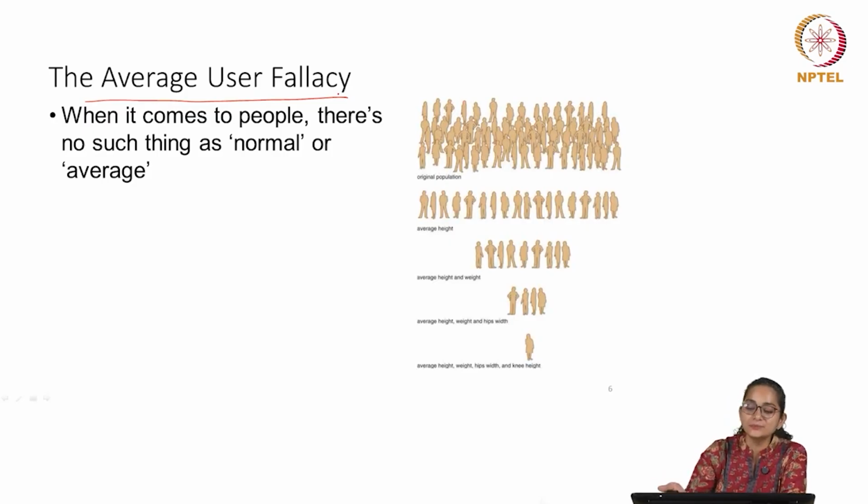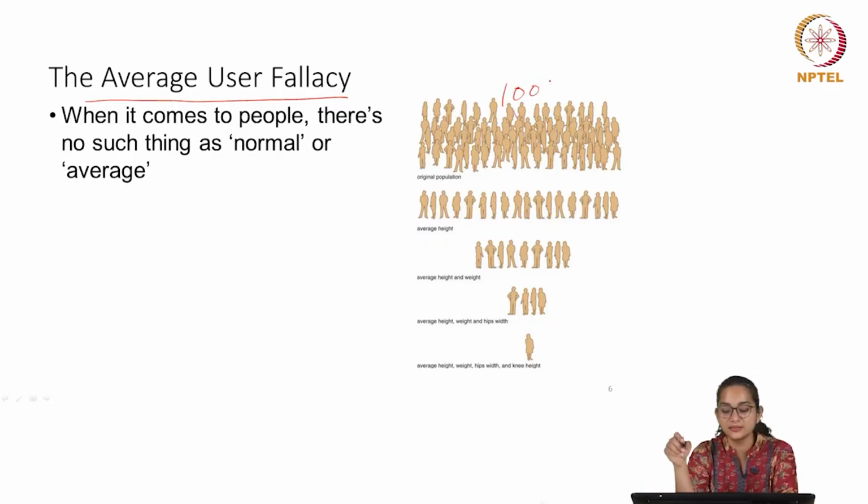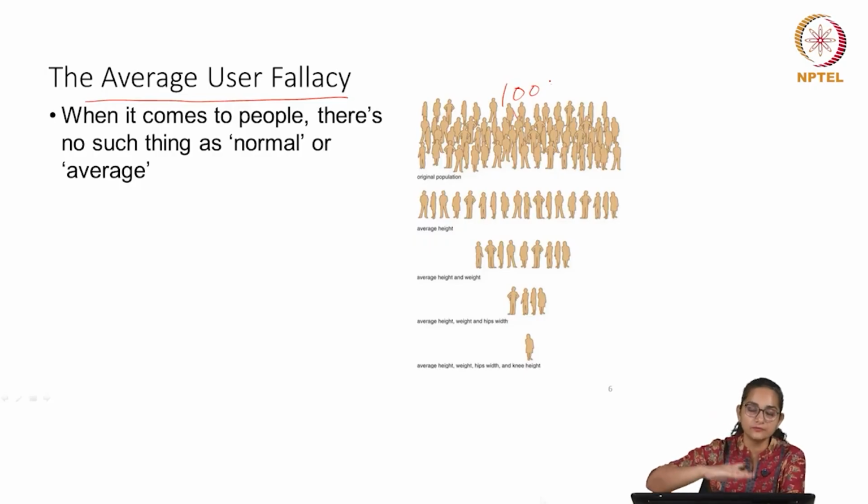So this is an image from another study in which a set of designers were trying to design a chair, something very simple, a chair, which would be comfortable for all of these 100 people. So they selected 100 people, an original population. Then they measured their height, their weight, their hip width and the knee height. Knee height means the height from the ground to the knee.